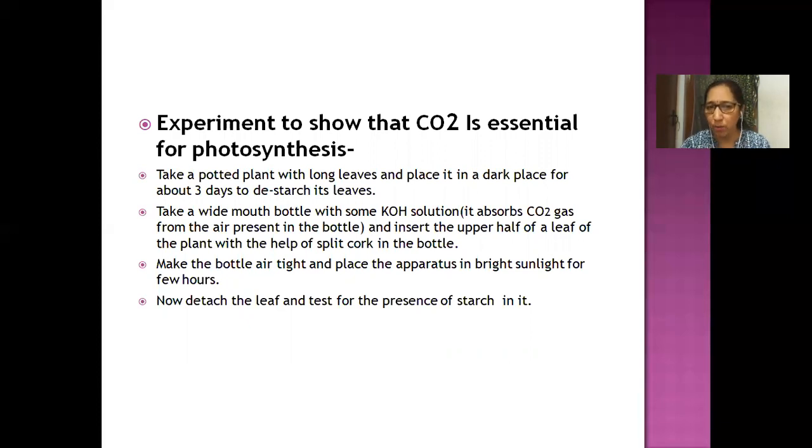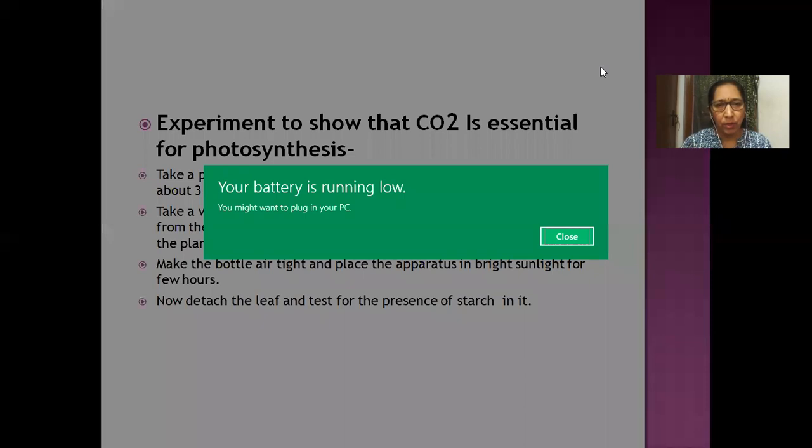We need a wide mouth bottle, in which we are going to take some KOH solution, potassium hydroxide solution. So why is this solution used in this experiment? Because this solution absorbs carbon dioxide gas. Okay. So in the bottle we take the solution of potassium hydroxide, and with the help of a slitted rubber cork, we insert one of the leaves into it. We need to make the bottle airtight and place the apparatus in bright sunlight for a few hours.